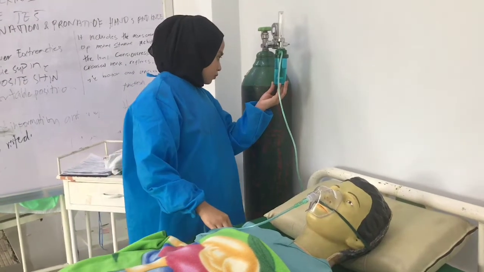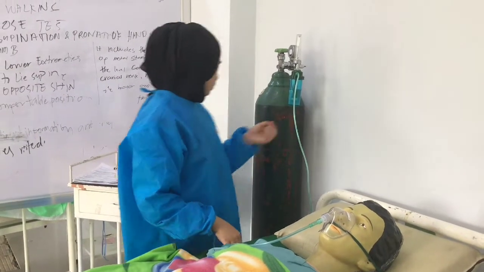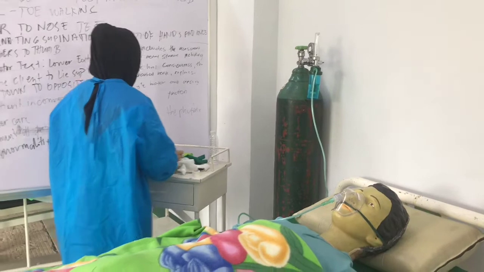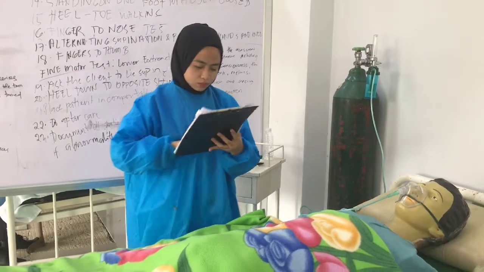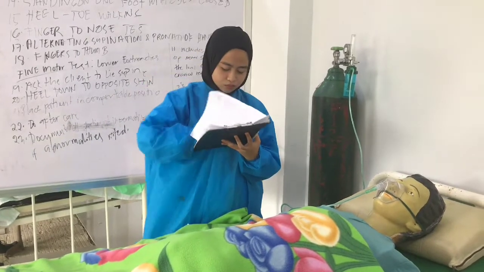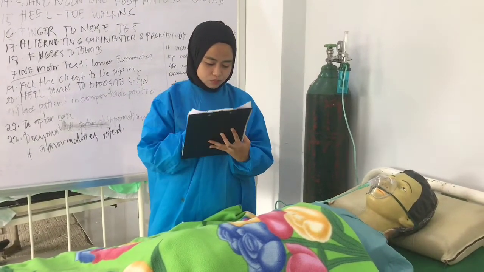Inspect the equipment on a regular basis. Check liter flow and level of water in the humidifier. This is to inspect condition for accurate provision. Lastly, document findings in the client record. This is for legal purposes and record of data.